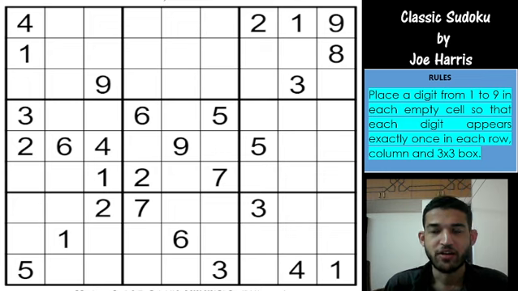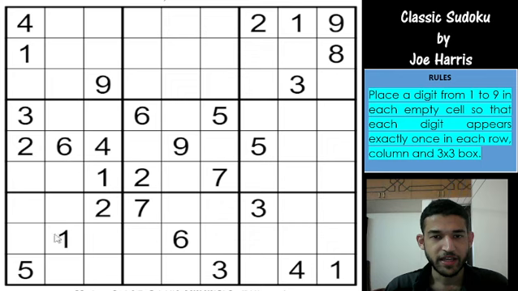Today I'll be solving a classic Sudoku created by Joe Harris. This Sudoku was posted on the CTC Discord server. The link to solve this Sudoku is given in the description of the Sudoku, and the title of the Sudoku as given by the author is Innies or Outies. So let us start solving this classic Sudoku now.